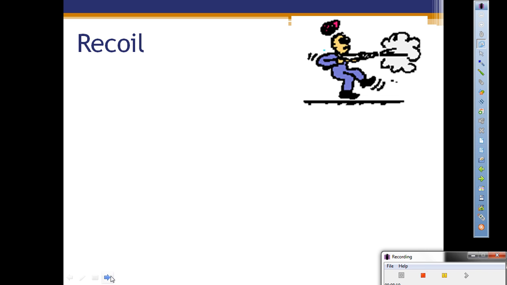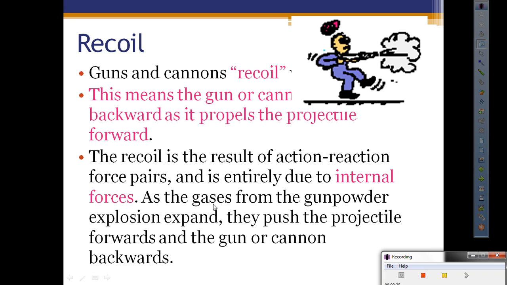Recoil. This has been interesting. Guns and cannons recoil. This means that the gun or the cannon moves backward as the projectile goes forward. If you've ever shot a gun, you know what I'm talking about, because as the bullet moves forward, the gun kicks back and gives you a big old nice bruise on your shoulder. And everything that happens in that action-reaction between your gun and the shoulder is entirely due to internal forces. The gases that come out of the gunpowder explosion expand, and they push the projectile forward, which is the bullet, and the gun or the cannon goes backwards. Again, pause if you need to.